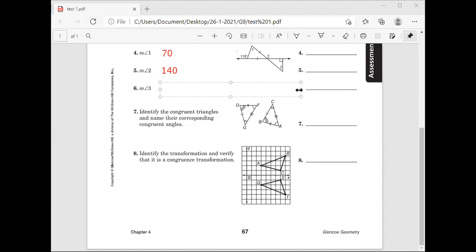Last question, measure of angle 3. How will we find it? Hana, it will be how many? Measure of angle 3 will be 70 because it is alternate interior to angle 1. Oh, we don't have parallel lines here, Hana. Why isn't it parallel? He didn't mention anything to say that they are parallel. Oh, okay, sorry. He didn't put any sign.